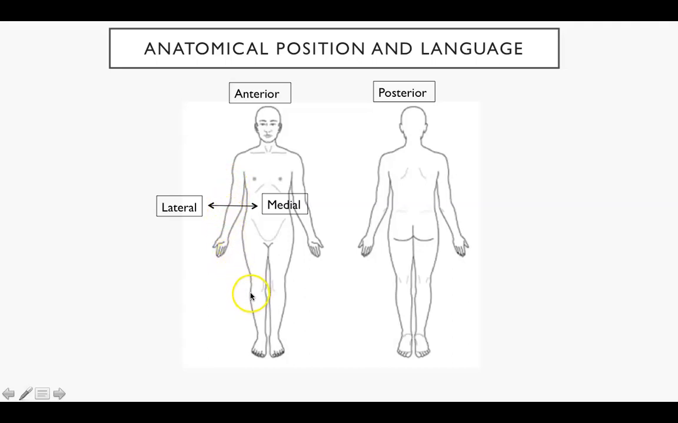It's the same down here. The outside of the knee is called the lateral aspect. The inside of the knee is called the medial aspect of the knee.